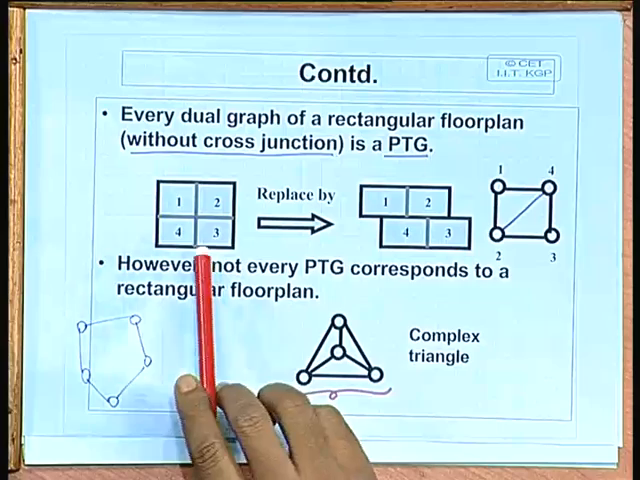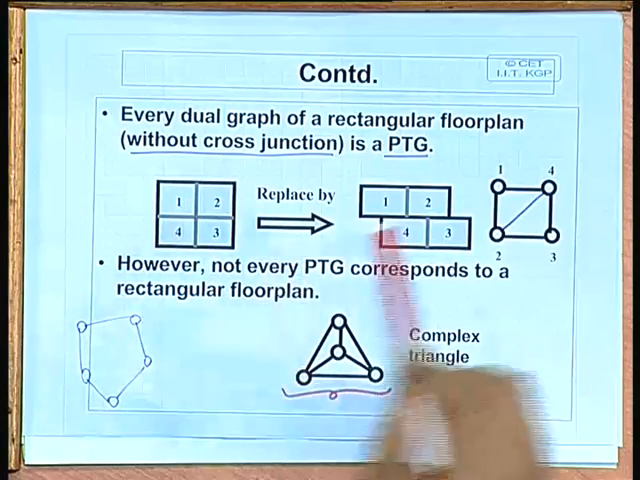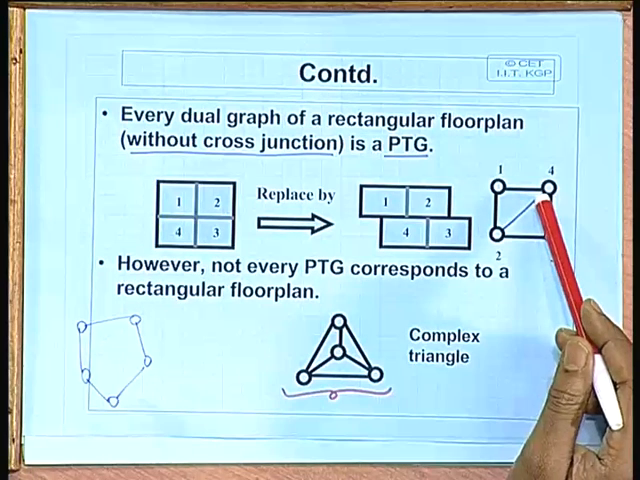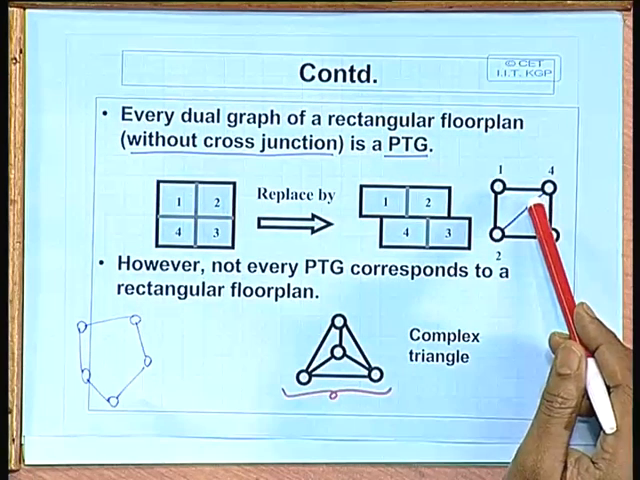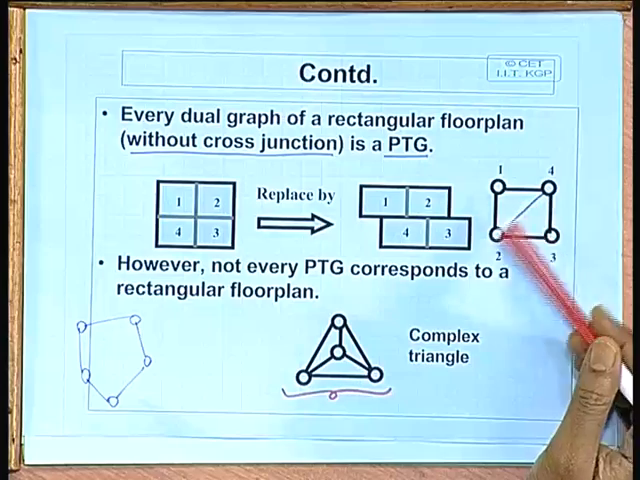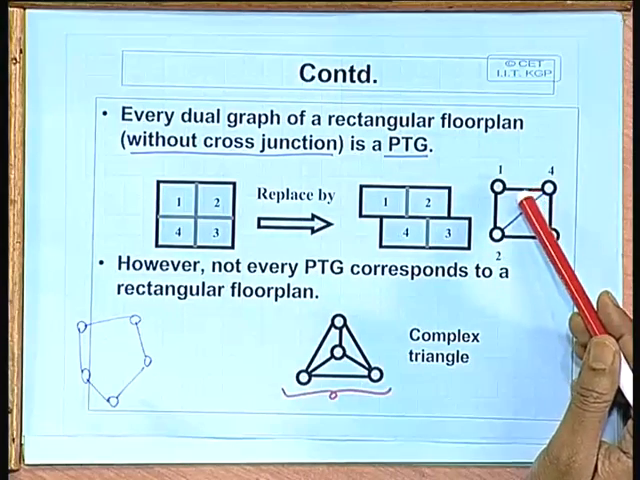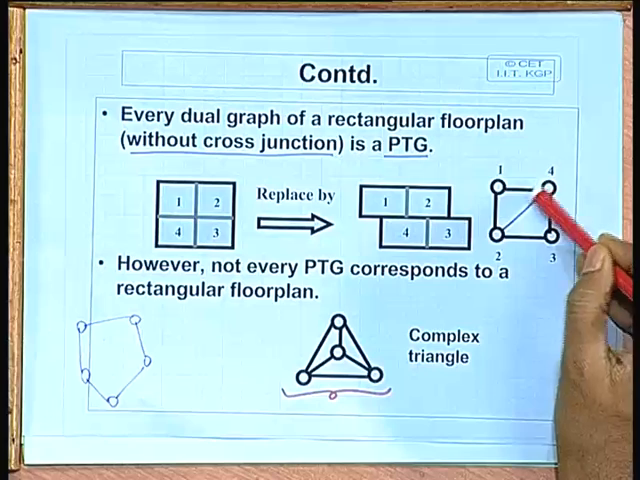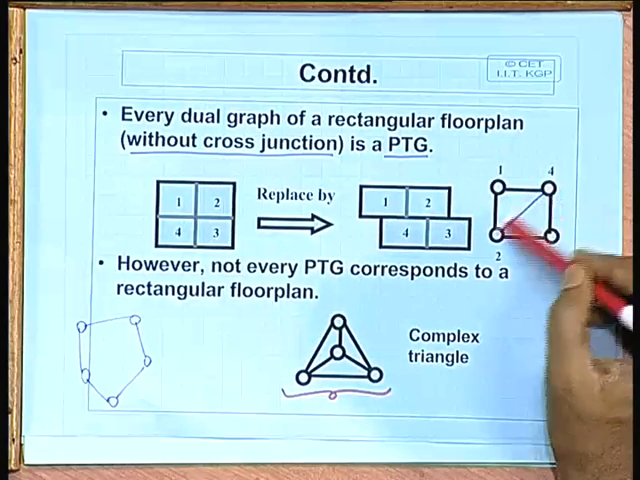If 1 and 3 are connected and 2 and 4 are also connected, then we cannot make a shift like this. That means we will have to have some priority. We will be adding some edges if required, and removing some edges, in order to make all the faces triangles.